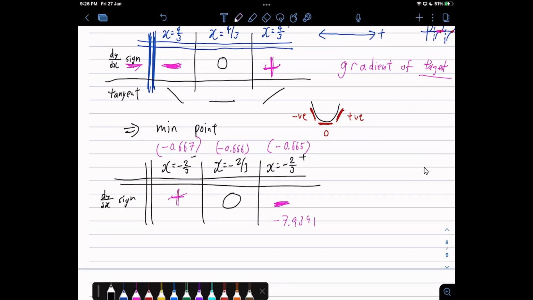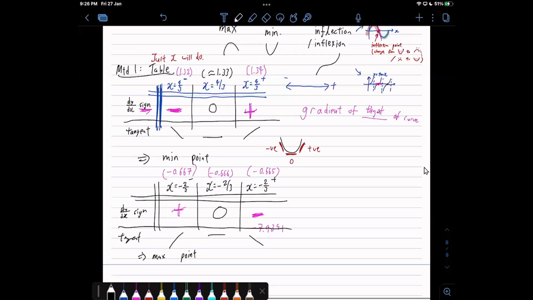So now you draw the what? Draw the tangent. Down, horizontal, up. Yeah, up, horizontal, down. Conclusion: this is a maximum point. Okay, good. So that is method 1.